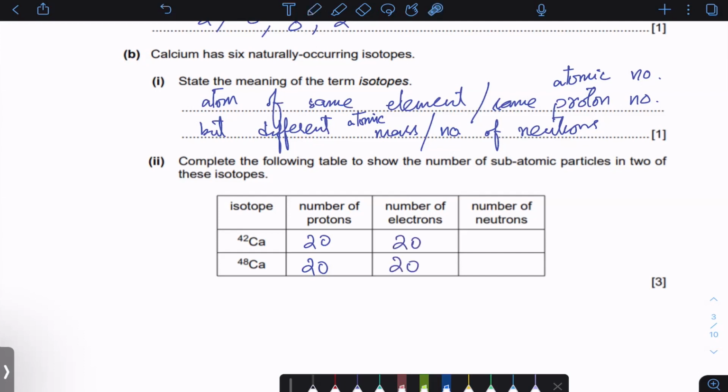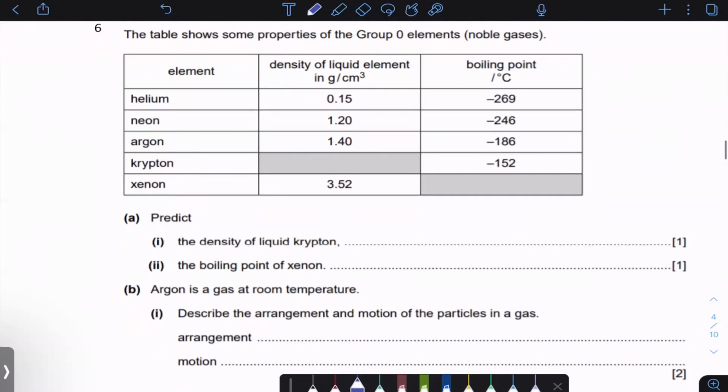The number of neutrons is mass minus protons. So 42 minus 20 is 22, and 48 minus 20 is 28. Easy enough. Okay, now what do we do in this case?